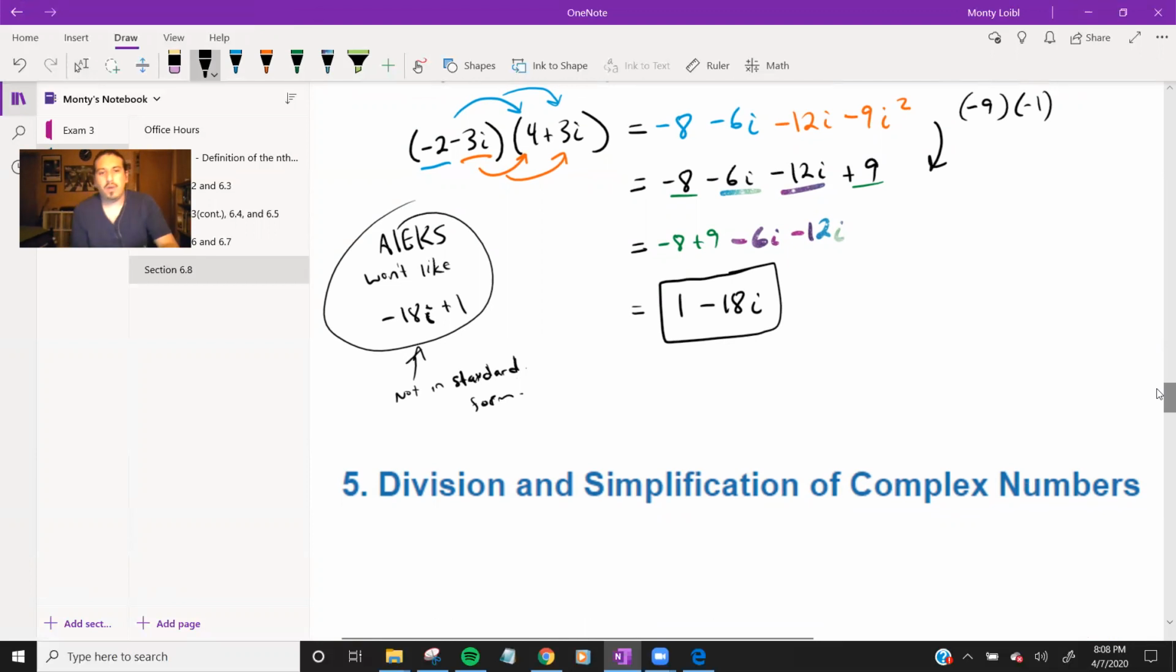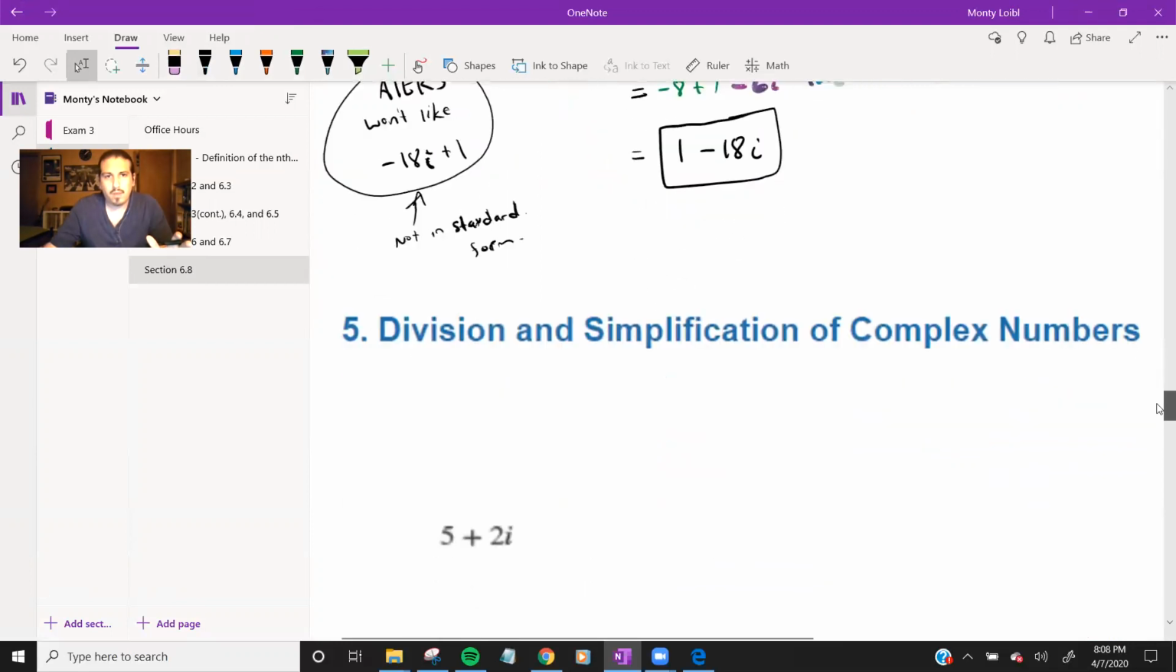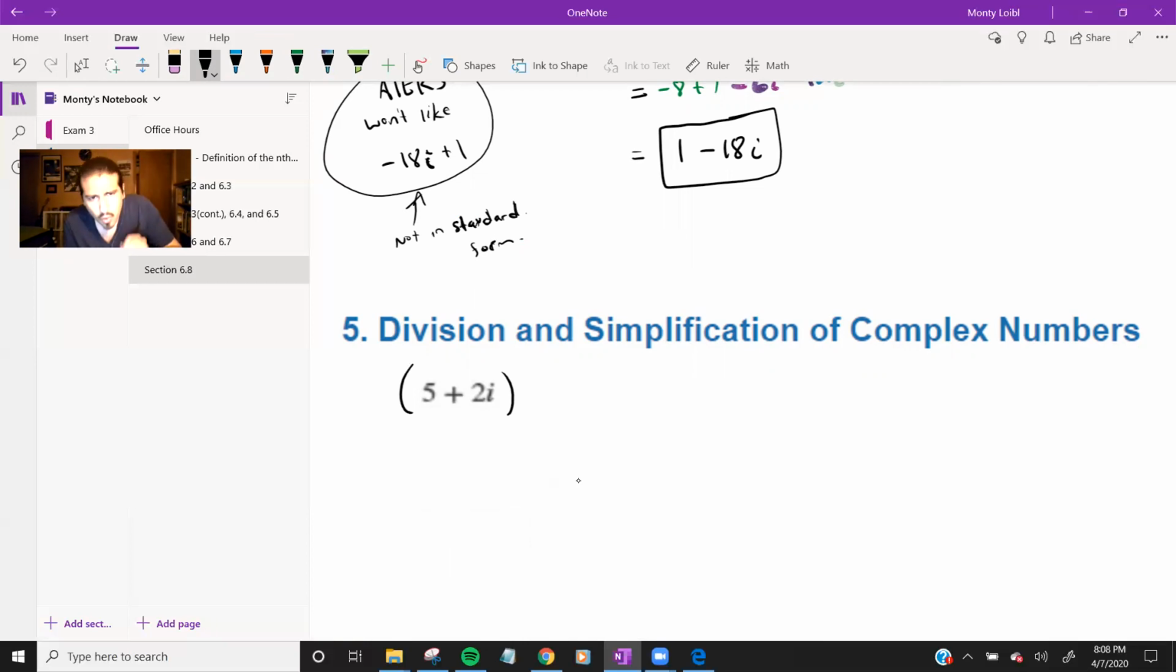So I want to recall, well, hold on. Right. Okay. So can't remember if I had an extra problem here I wanted to work. We're not going to. Okay, so we got 5 plus 2i. Let's put some parentheses around those. Now, what is the complex conjugate? So recall about the complex conjugate.